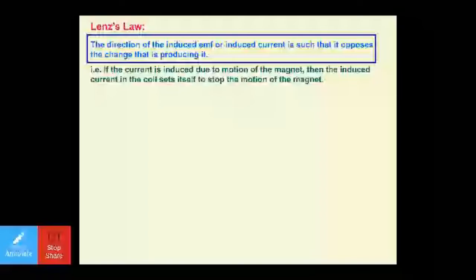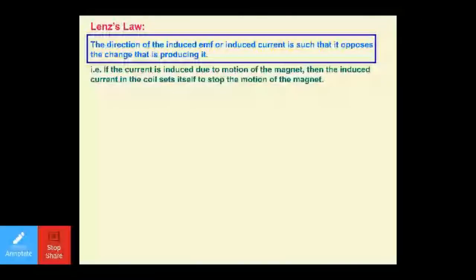That is, if the current is induced due to the motion of the magnet. For example, if the current is produced due to the motion of the magnet, then the induced current in the coil sets itself to stop the motion. If you simply see in the previous cases when we were talking about the coil, when the north of the magnet was brought closer to the coil, the near face is developing the north polarity. It means the magnet was coming closer with the north pole, right? And the polarity developed in the coil was north, so north and north were repelling each other. It means when the magnet was trying to come closer to the coil, the coil was not allowing it to come closer, right?